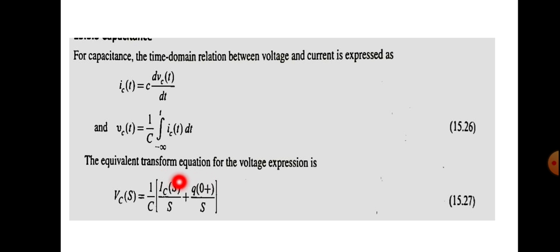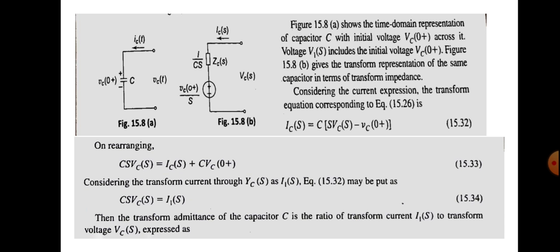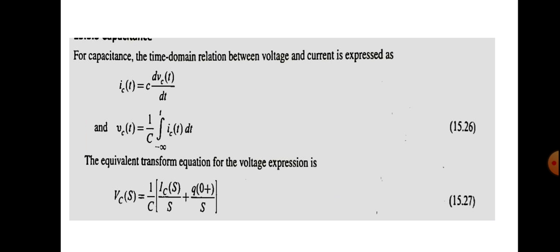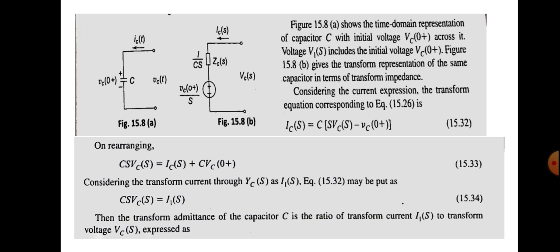The first term contains Ic of s divided by Cs, so this is actually the impedance term. We can represent it by a rectangle. So the first term in the diagram will be 1 by Cs, and its impedance is Zc of s. The next term is Q of 0 plus divided by Cs, that is the second term. That is actually a voltage source, so we can write it as Vc of 0 plus divided by s. That is a voltage source.